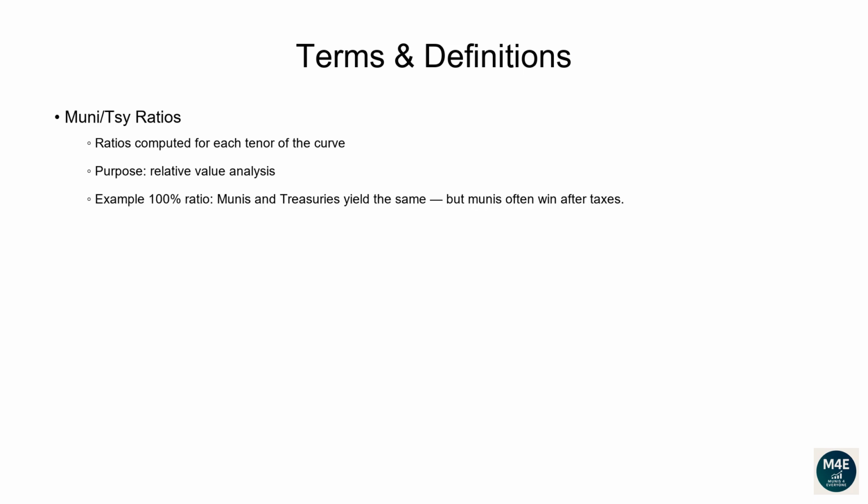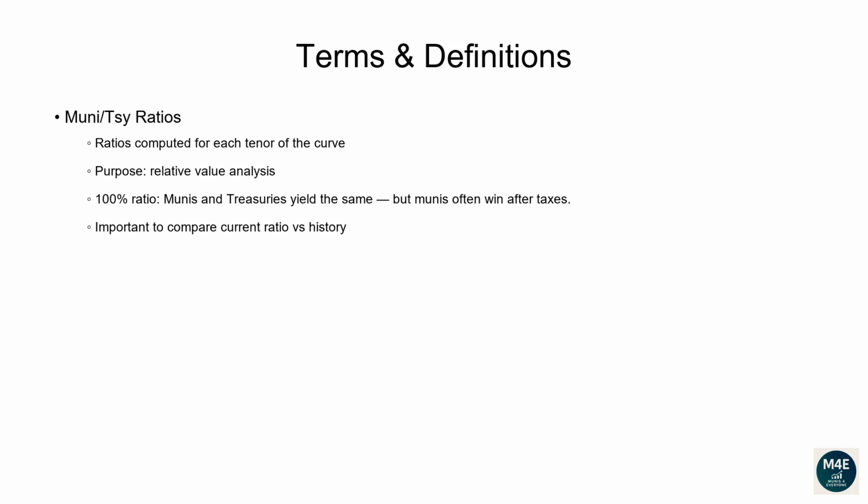If, for example, the 30-year ratio is 100%, that means the 30-year tax-exempt Muni yield is the same as the 30-year Treasury yield. However, the Treasury yield is taxed, whereas the Muni yield usually is not. Hence, in this case, you'd be better off holding a Muni bond. In general, if the ratio is below 100%, one may think Munis are rich compared to Treasuries.